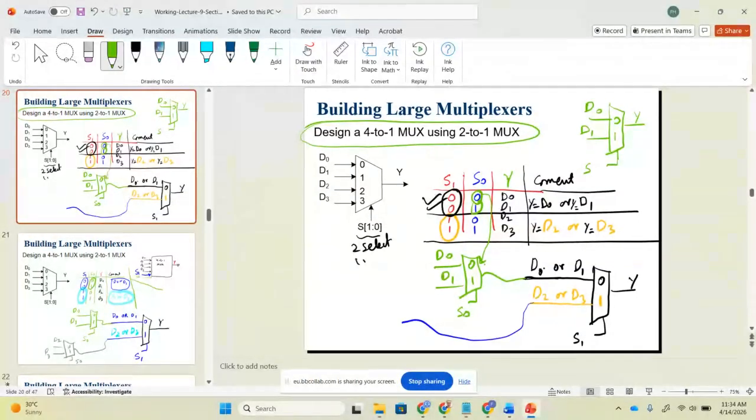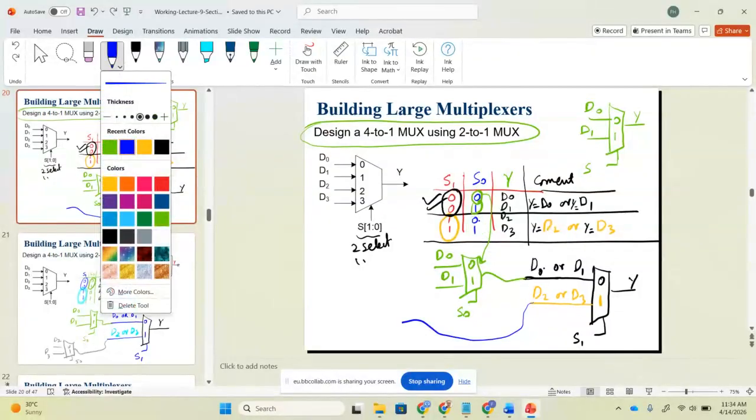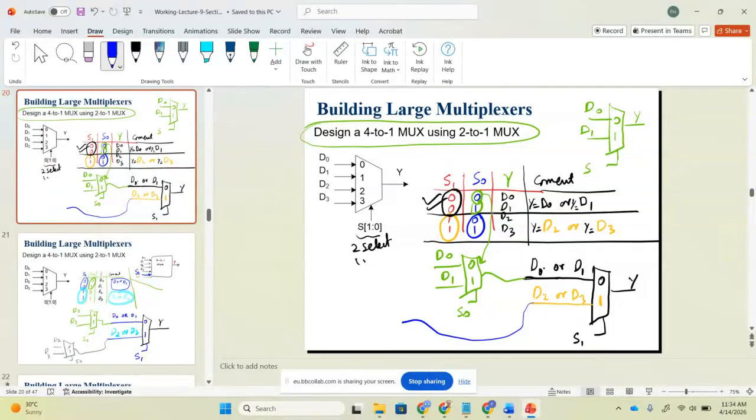Now we are in D2 or D3. So now I'm in this line. Sorry, I want to have the blue color, not this color. Blue color. So now it also depends on S0. There are two possible values of S0, 0 or 1. If it is 0, who will pass? D2. And if it is 1? D3.